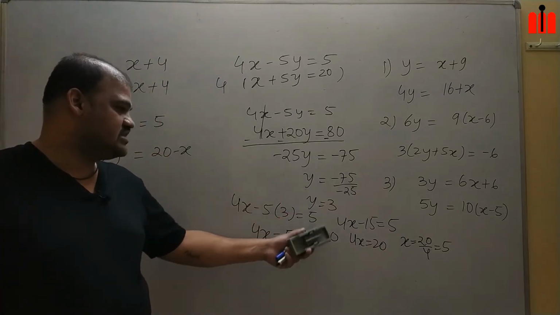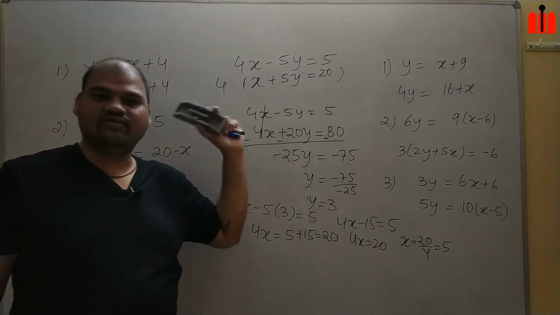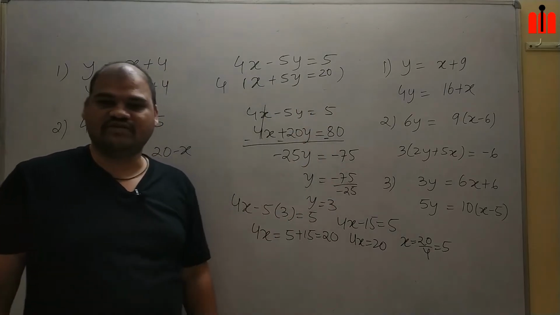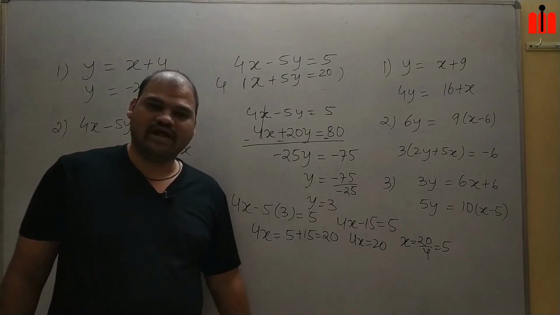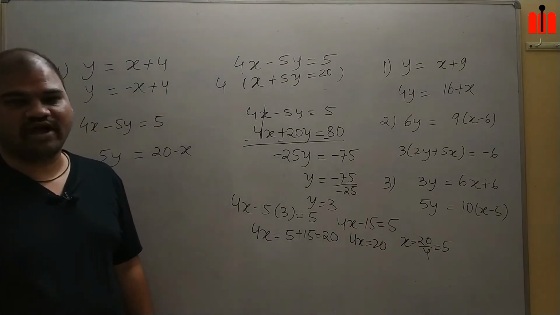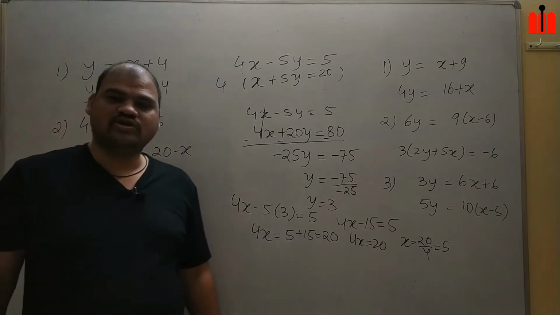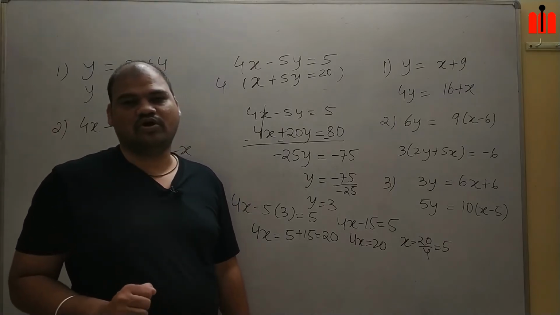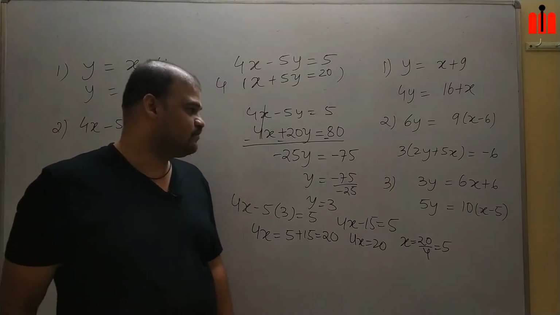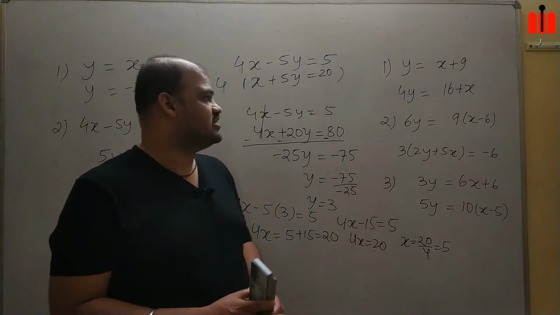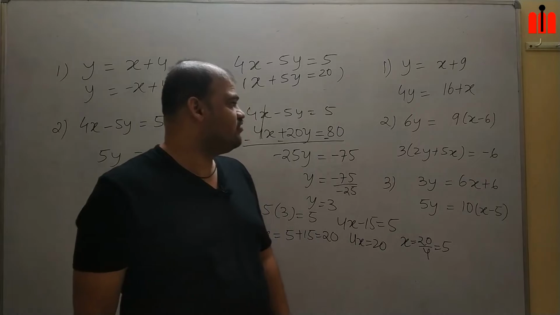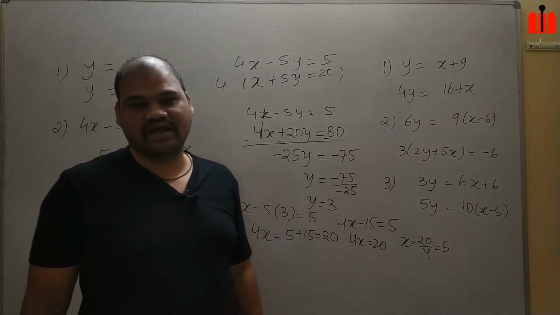And once y is equal to 3, I had replaced it in any of the equations, first or second. I had taken the first equation. By that I had got x equal to 5. Okay. So this completes two problems on two variable equations. Now these are your homework questions. So the first question is y equal to x plus 9, 4y equal to 16 plus x.